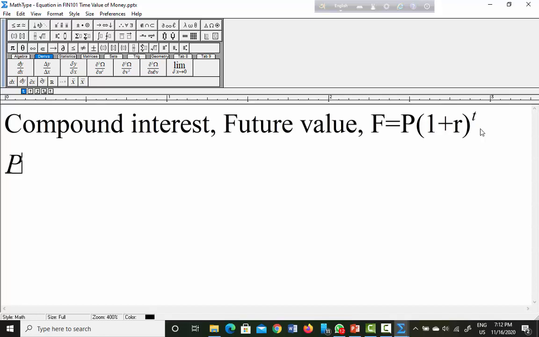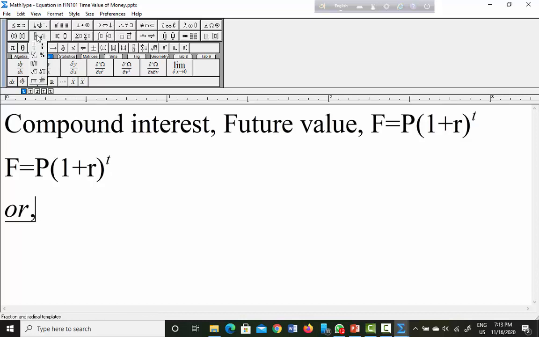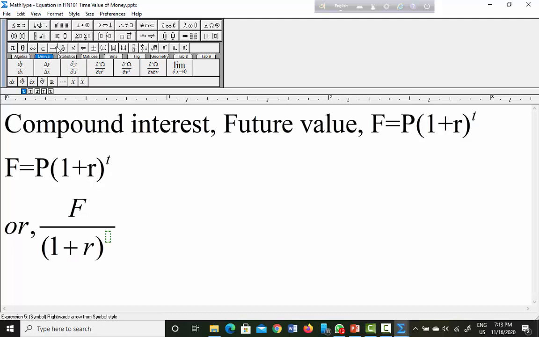Then what will the present value formula be in that case? As you can see, if this is the formula, we can easily get the present value formula also. If you want to find the present value, you can bring the 1 plus r power t to the left hand side. That means F divided by 1 plus r power t will be equal to P.